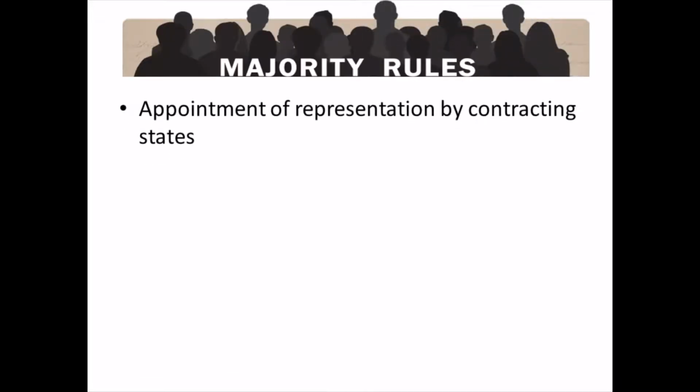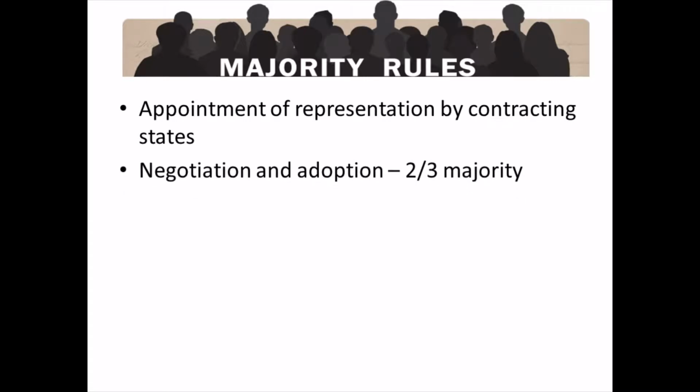What are these steps? First one is appointment of representation by contracting states. Okay, there must be representation of members from each state who are interested to enter into a contract. Second, negotiation and adoption. All the negotiation and adoption should be done with a 2/3 majority. So majority rule plays a very important role. It is a 2/3 majority of people who should accept and acknowledge the treaty that is to be signed between the nations.